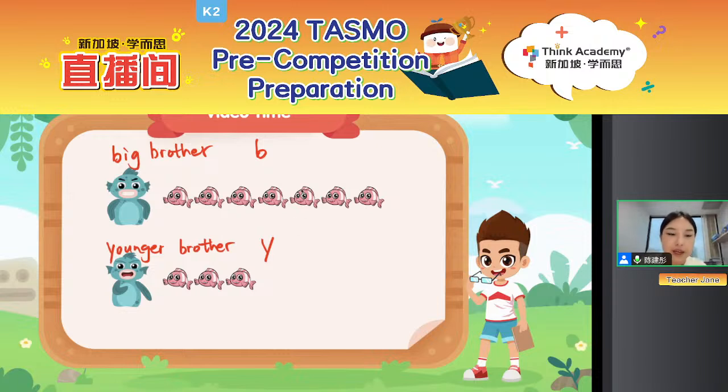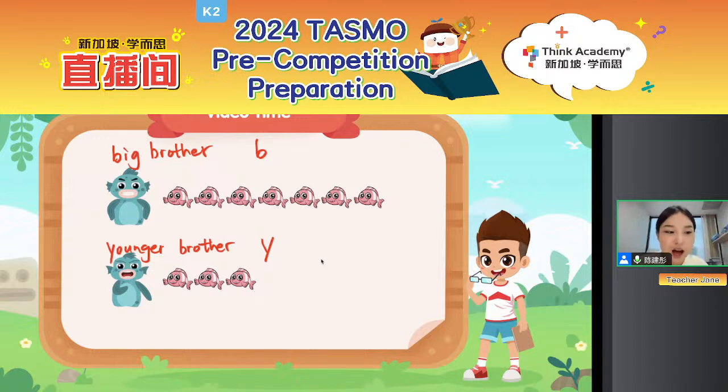So everyone, we can see the big brother. Who do you think should have more, the big brother or the younger brother? Yes, the younger brother should have more, right? Because we can see the younger brother only got 3. So how many more do we need to give to the younger brother?